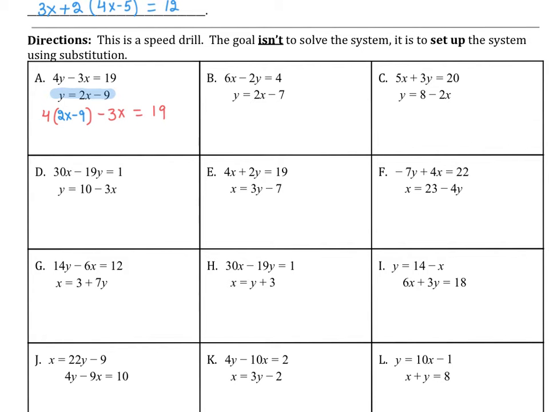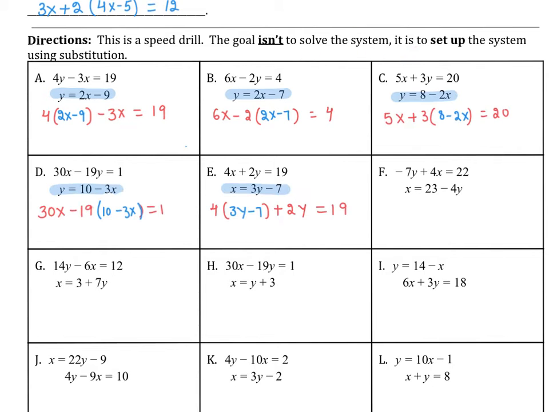In letter B, y is again isolated. So you're going to use this y value and plug it into the first equation. The first equation is 6x minus 2 times, and we put a bracket around y because we're going to use the value that is 2x minus 7. We are not going to solve this, we are just practicing substituting.